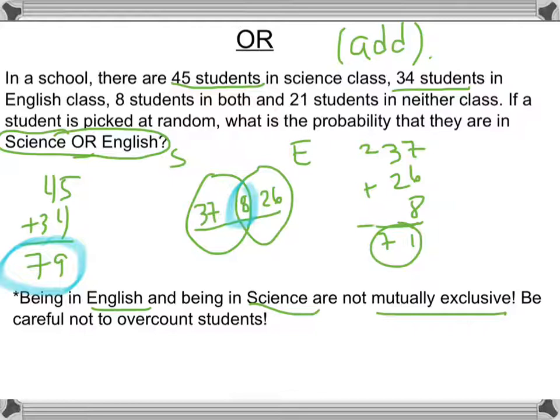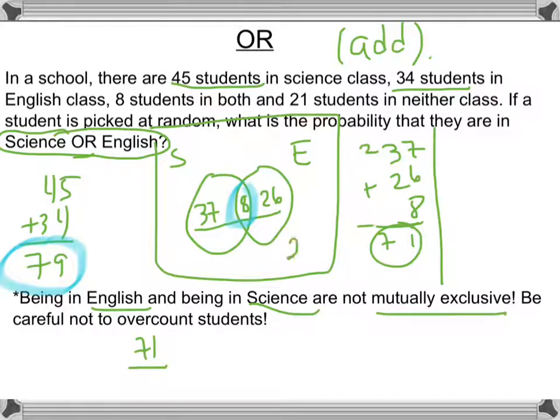So you want to be very careful that you don't overcount. Okay, so the probability would be, in order to get the total probability, 71 is my favorable event, and I need to make sure to add all the students together. So let me finish my Venn diagram here. There's 21 students in neither class, okay? So I want to add 21 to 71 and get 92. So there's 92 students all together that we've counted.